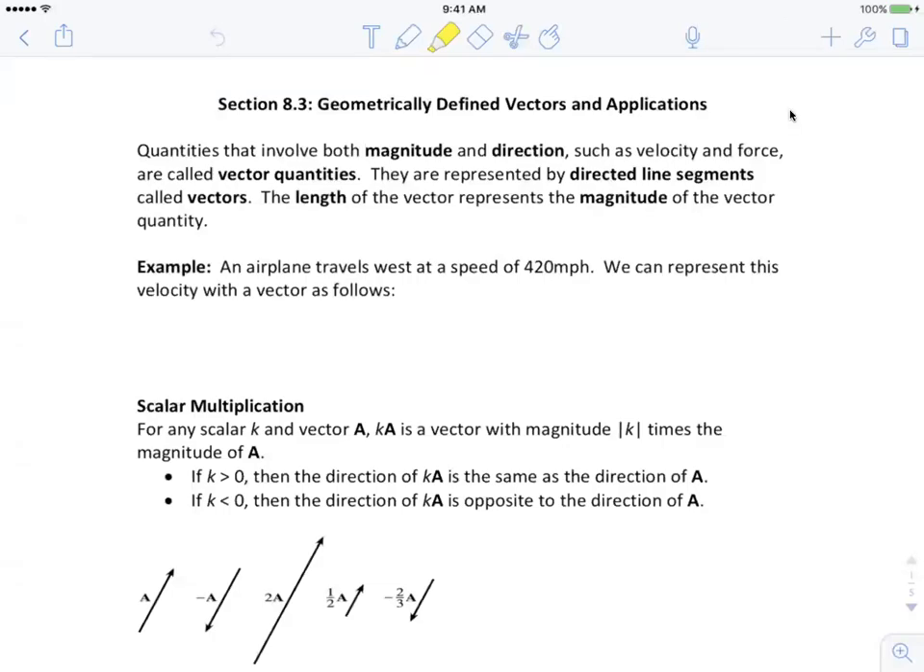Hey everyone, it's time for some 8.3. We're going to start looking at vectors in the next couple of sections. This section is all about geometrically defined vectors and some applications.